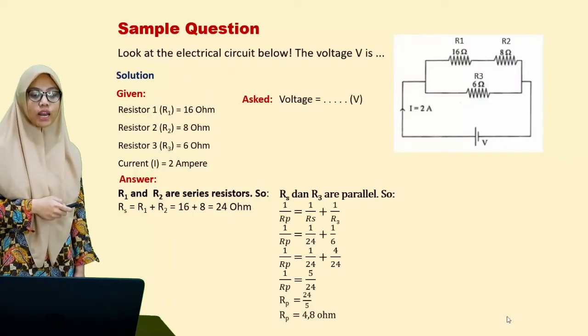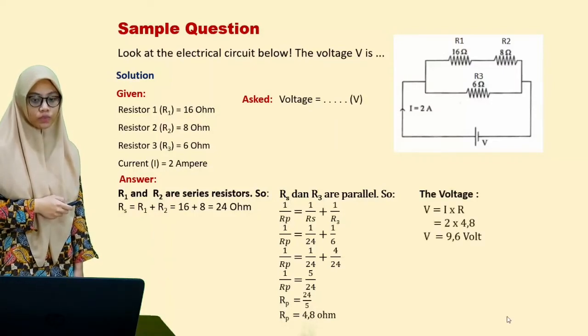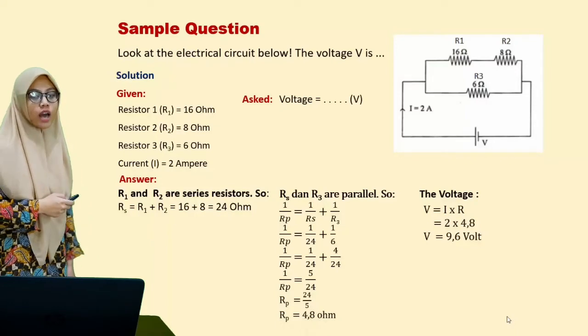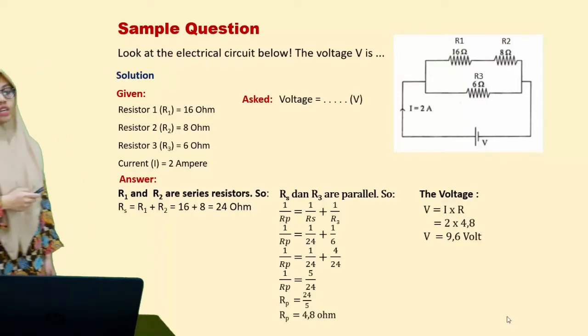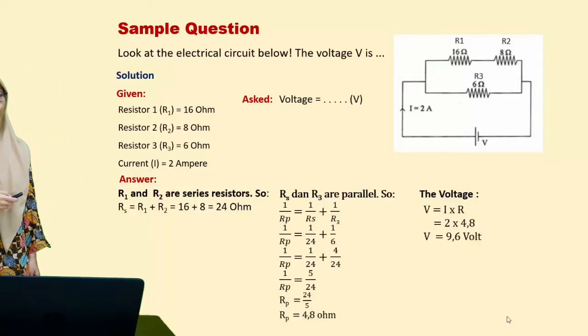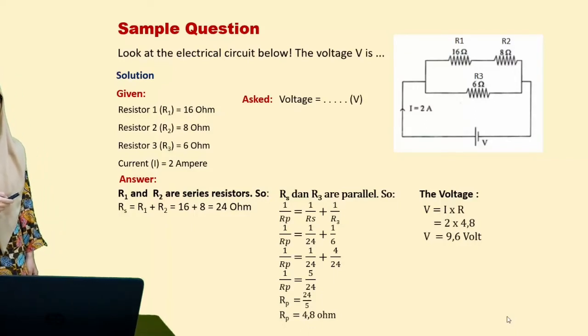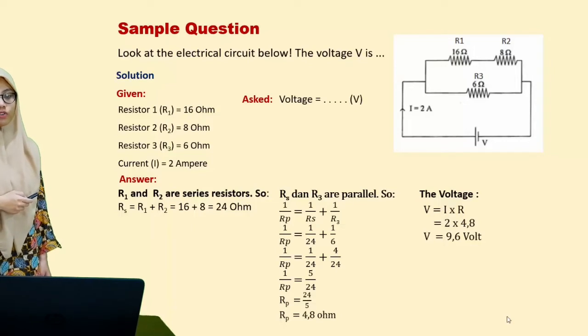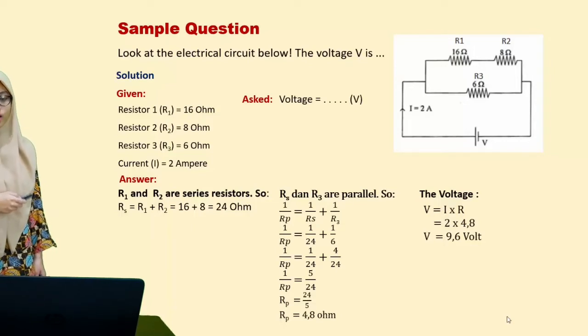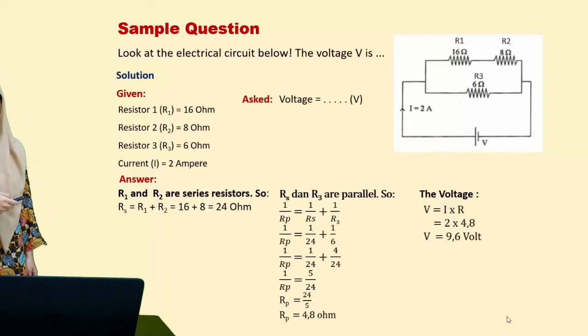After we get the R parallel, we can count the voltage. We have the formula V equals I times R. The value of I or current is 2 times R, 4.8. So the value of voltage is 9.6 volt. From the question, we get the answer. The answer is 9.6 volt.